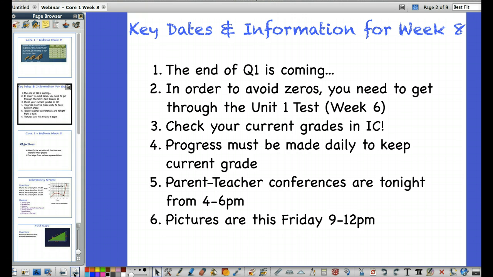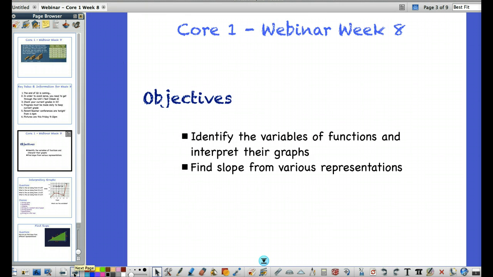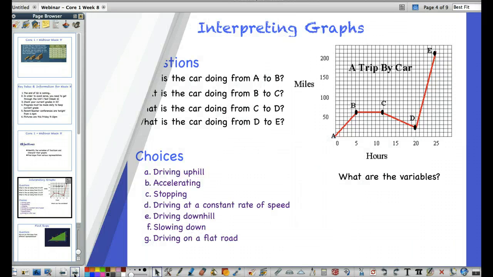All right, so let's go on to our objectives for today. We just have a few slides. We are going to identify the variables of a function and interpret their graphs. And then we're also going to find slope from some various representations. And that's all the stuff you guys are going to see in this week too. Okay, so you get like 2 doses of it.